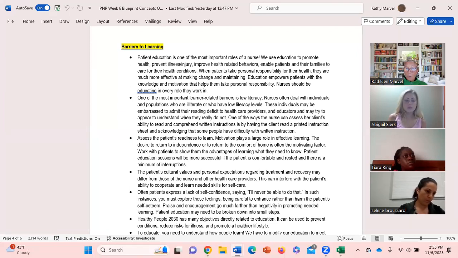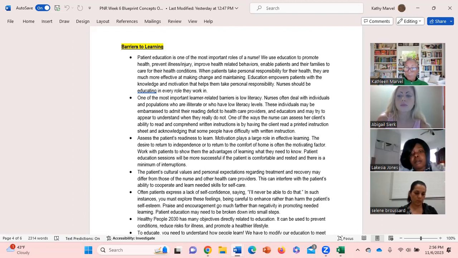One of the biggest barriers to learning is low literacy. What's low literacy? What does that mean? Not being able to read. Well, English might be the second language. What else? Uneducated, like some people drop out and don't finish high school and stuff like that.